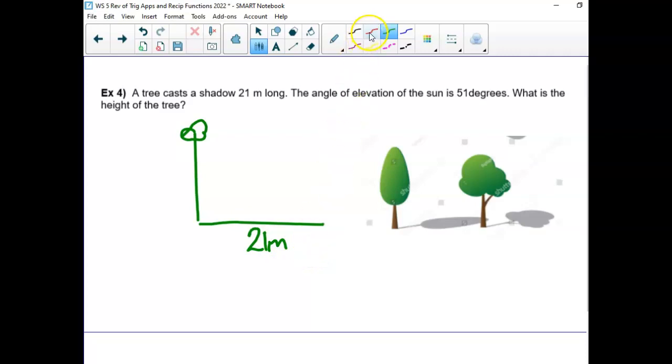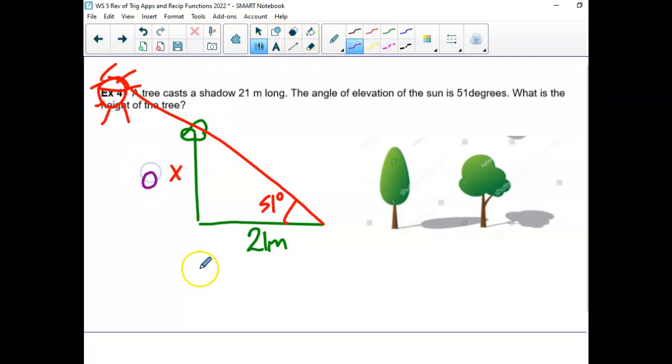The angle of elevation of the sun, well, if the shadow's over here, it means the sun was over here somewhere, right? And when we were standing at the end of the shadow to look up, here is where the 51 degrees was. Does that seem okay to everybody? Would you have figured out where the angle of elevation went? Remember, elevation is always from the horizontal looking up. And we're trying to figure out the height of the tree. So we have an opposite and an adjacent. We're doing a tangent again.